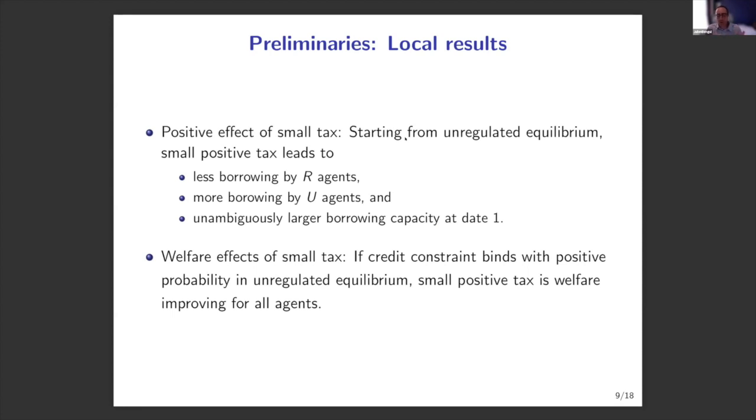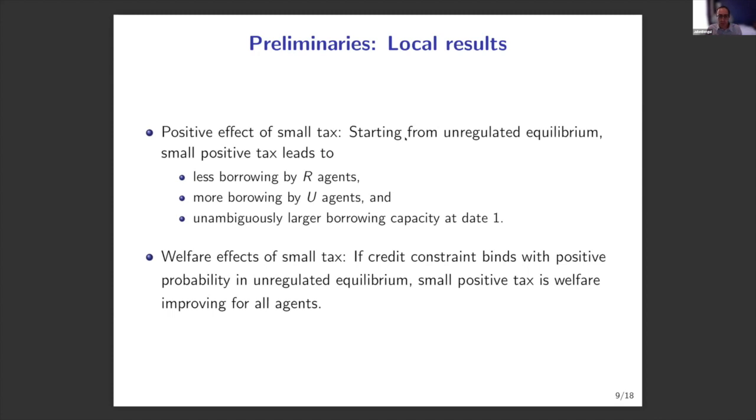Okay, and that's going to be the case because the effect of the tax on the borrowing of regulated agents is going to be always stronger than the leakage effect on the unregulated, and so it's going to be helping the economy to have a positive tax. And so that sort of leads me to the next result, which is this normative one. And that's going to be that whenever credit constraints bind with positive probability in the competitive equilibrium without regulation, then a small tax is going to be welfare improving for everyone.